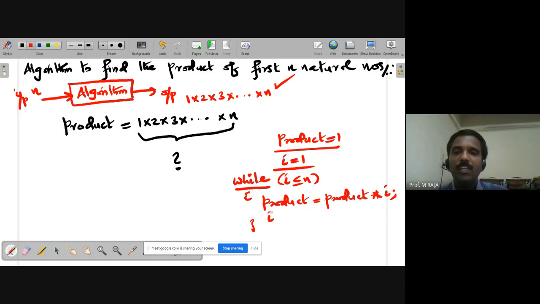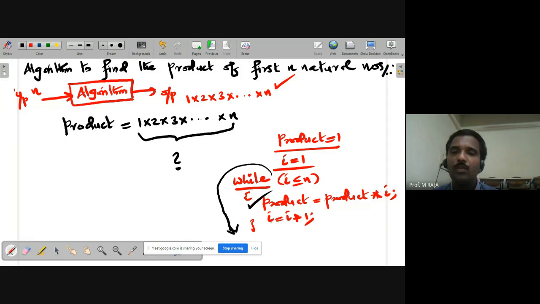Then the variable I is incremented by 1. I is equal to I plus 1. So as long as I less than or equal to n remains true, the variable product gets updated using product is equal to product into I. Then I is incremented by 1. Once I less than or equal to n becomes false, control comes out of this while.